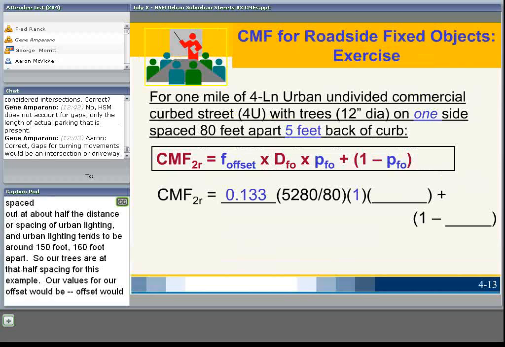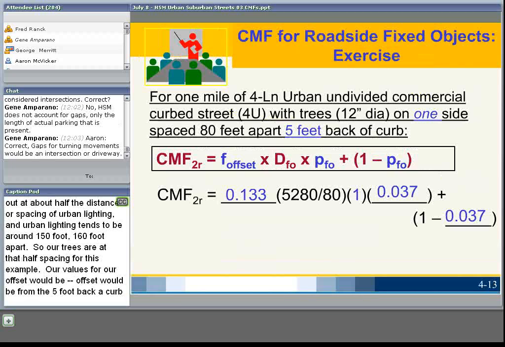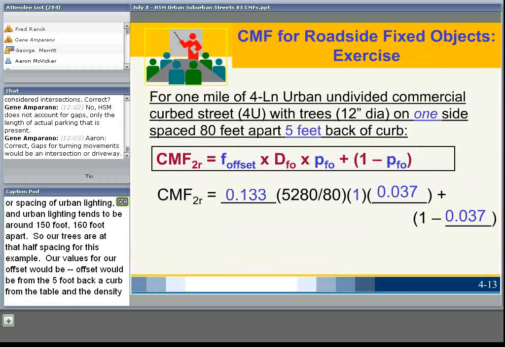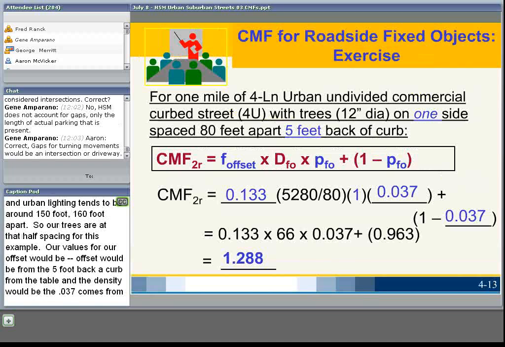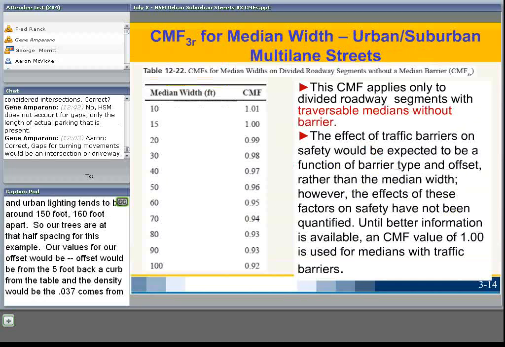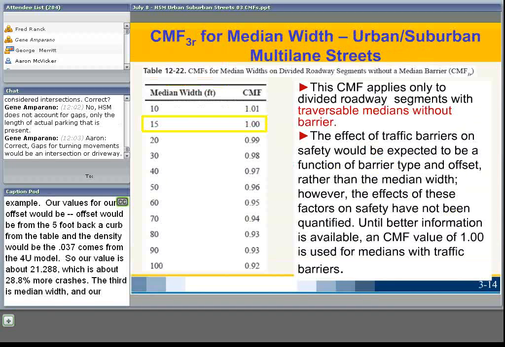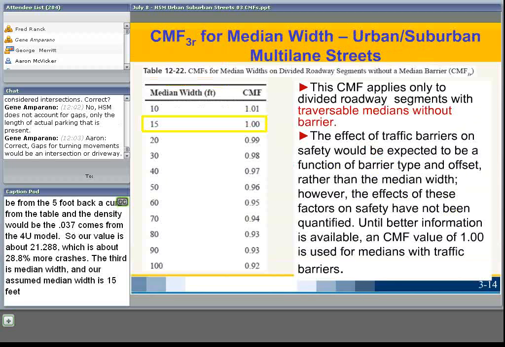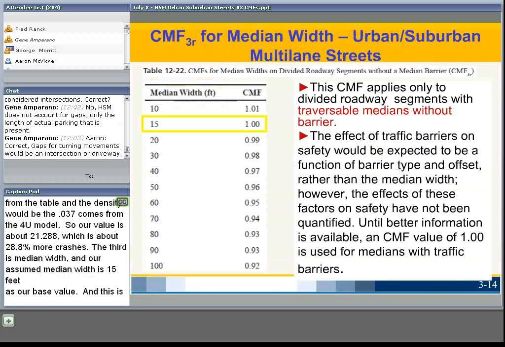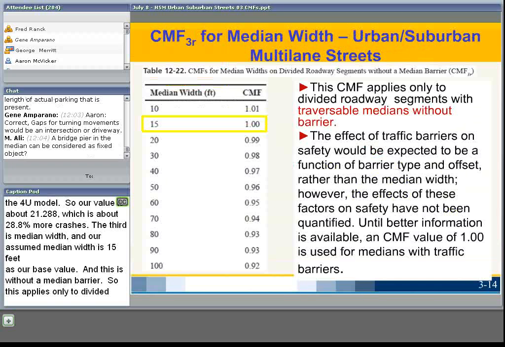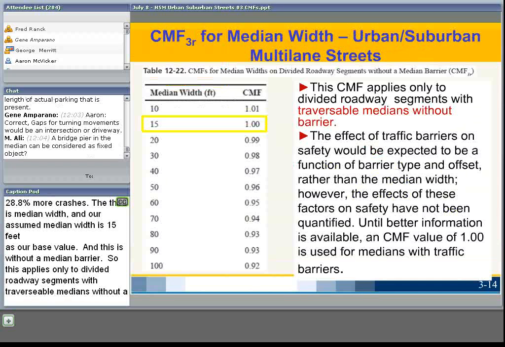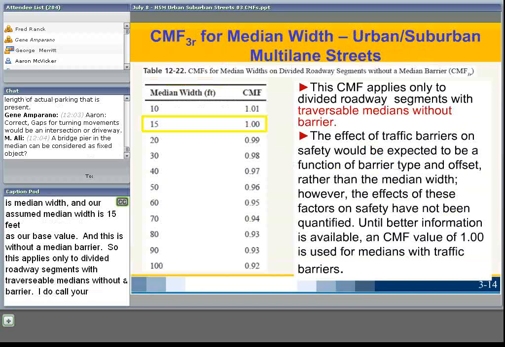As an example, here's a 1-mile segment of urban undivided commercial, 4U model, trees, 12-inch diameter, so they're larger than the 4-inch, and they would be considered as a fixed object. One side, 80 feet apart, 5 feet back of curb. An 80-foot spacing is a fairly typical urban landscape spacing for trees. Trees tend to be spaced at about half the spacing of urban lighting, and urban lighting tends to be around 150, 160 feet apart. So our trees are at that half spacing for this example.